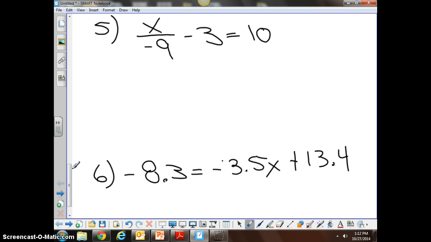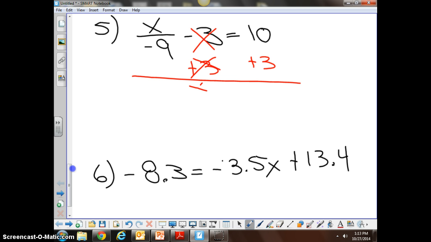Okay. Number 5, we have 2 options. We can add 3 to both sides, or we can multiply both sides by negative 9. What do you want to do, Matthew? Add 3. Let's add 3 to both sides. It seems much easier. So if I add 3 here, and I add 3 here, Matthew, what happens to my negative 3 and my positive 3 on the left side of the equation? They cancel out. Goodbye and goodbye.